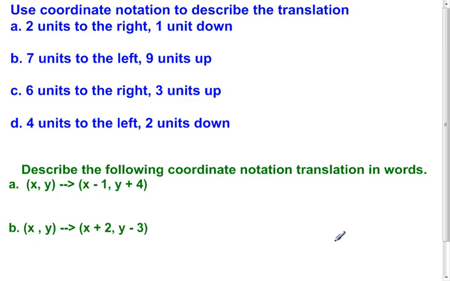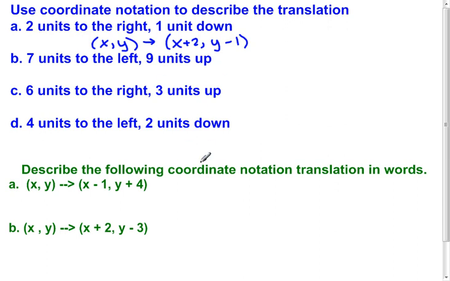So I'll try one or two of these examples and then I want you guys to try them and discuss it in class. Use coordinate notation to describe the translation. So if we want to go 2 units to the right, we start with our normal x, y point, and we're going to change it. We're going to go 2 units to the right, so we add 2 to our x value, and 1 unit down, y minus 1. That's 2 units to the right, 1 unit down.